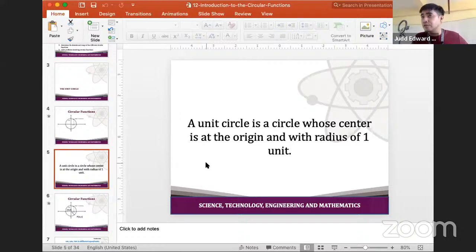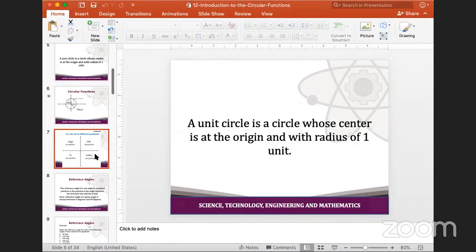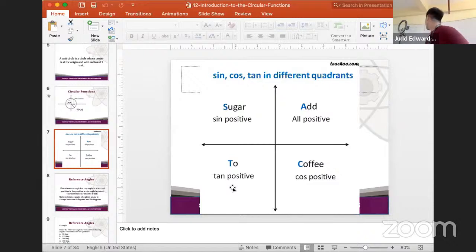The definition of a unit circle, yun same lang na sinabi ko kanina. A unit circle is a circle whose center is at the origin with radius of 1 unit. So that is a unit circle. So this will be the table of signs or table of values if we are dealing with unit circle. So, add sugar to coffee. So pag tinanong tayo, ano ba yung mga values na yan?